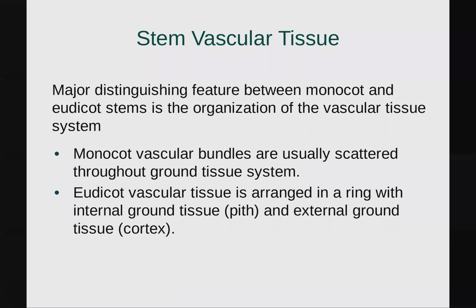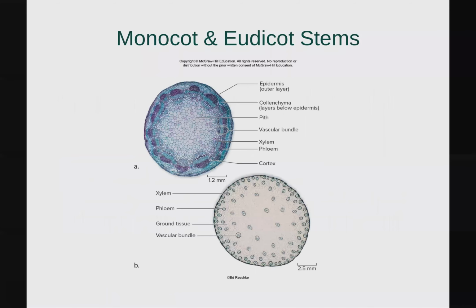Now, inside the stems, we have a vascular system, as you would imagine. Now, as we discussed, there are two major groups of vascular systems, the monocots and the eudicots, and basically it just reflects a differential level of organization. Now, monocot vascular systems, as we've seen previously, have bundles that are usually scattered throughout the ground tissue system, whereas our eudicot vascular system is arranged in a ring with internal ground tissue, which we call pith, and external ground tissue, which we call the cortex. But again, here are our two distinct groups.